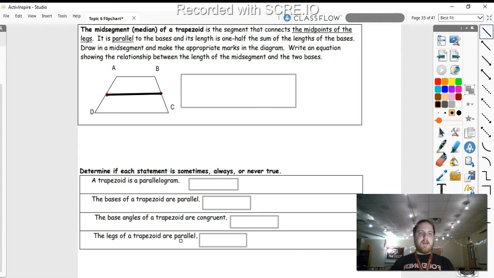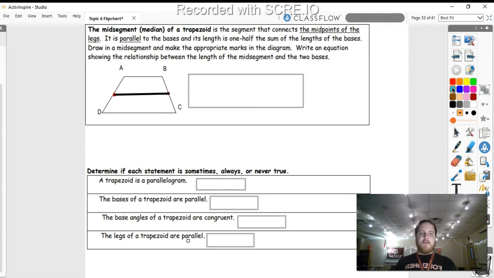Now, since we're connecting midpoint to midpoint, that means that this piece on top and this piece on bottom are the same. It means that these two pieces are also the same. Remember, the midpoint is the point in the middle, so the pieces on each side of it should be the same length. Up next, we want to talk about the length of it. It says that its length is 1/2 the sum of the lengths of the bases.